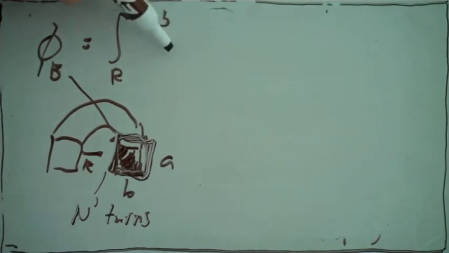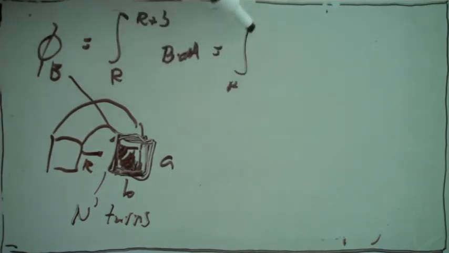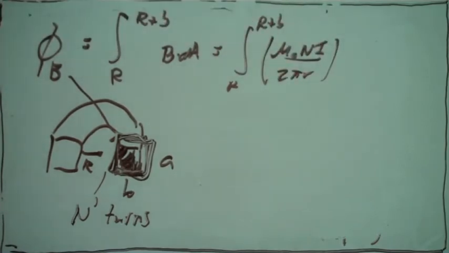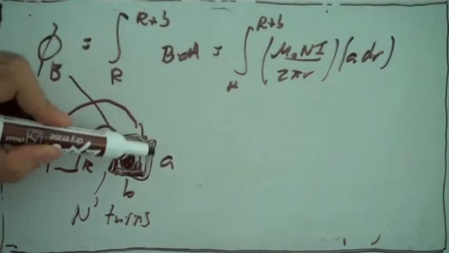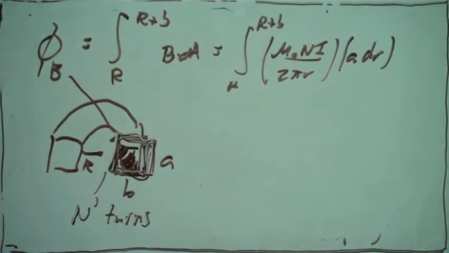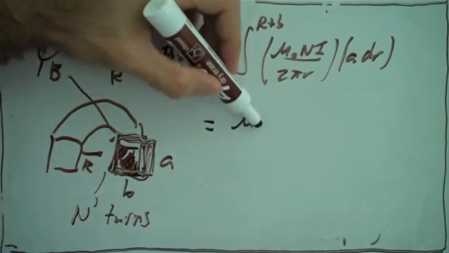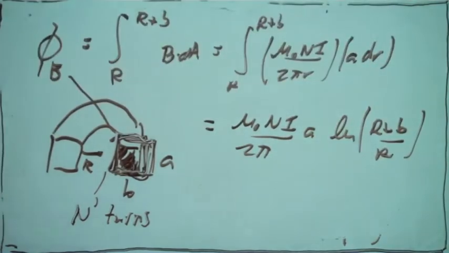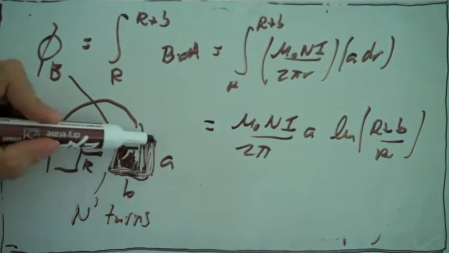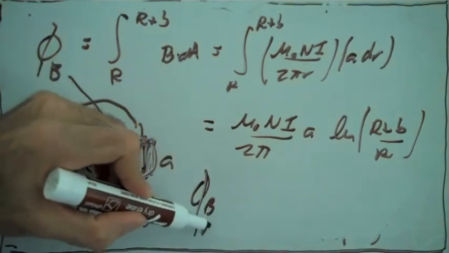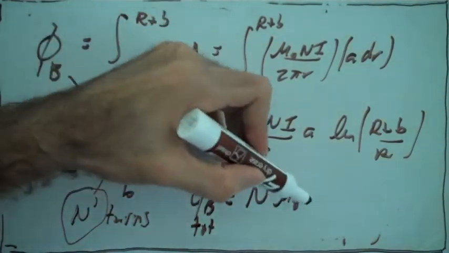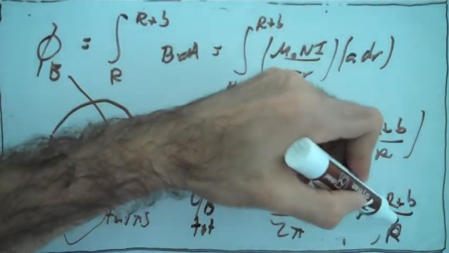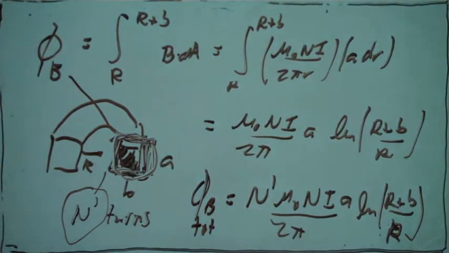Then we integrate from r to r plus b the magnetic field times dA, and the magnetic field inside the toroid is what we already found it to be. And dA is just a times dr. So we can do this integral, and this integral is given by this. And now that we have the flux through one of these areas, we multiply it by n prime because there are n prime turns in the wire that we wrap around. So this is the total flux through the wire we wrapped around the toroid with n prime turns.